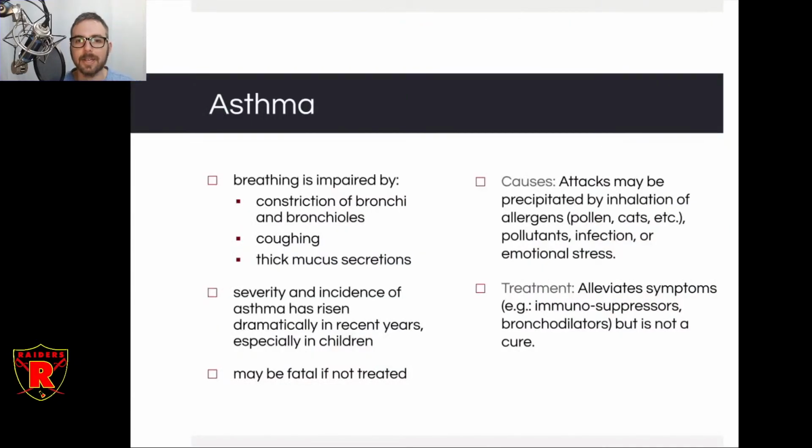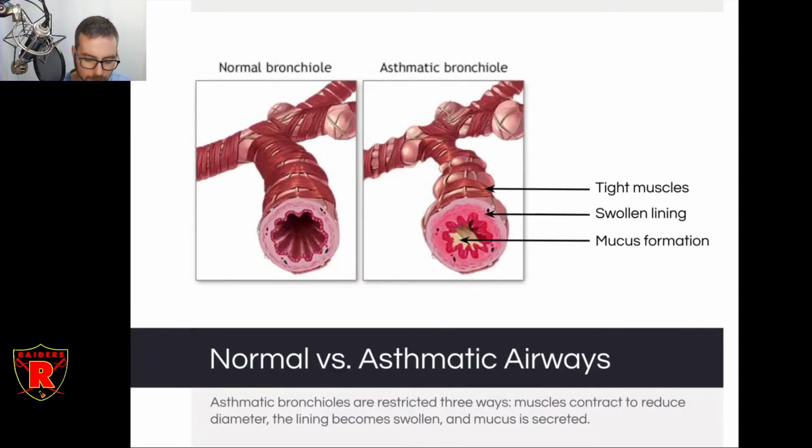Asthma. Asthma is when you impair breathing by essentially constricting or tightening up the bronchioles. One thing about the bronchioles, remember that those are the tiny little pathways that go from your trachea, from your bronchi, to your alveoli. They're the little tubes that go throughout your lungs. They actually have quite a bit of muscle in them. If you look at this diagram right here, you can actually see that the inside of the bronchiole has a muscular layer around the inside.